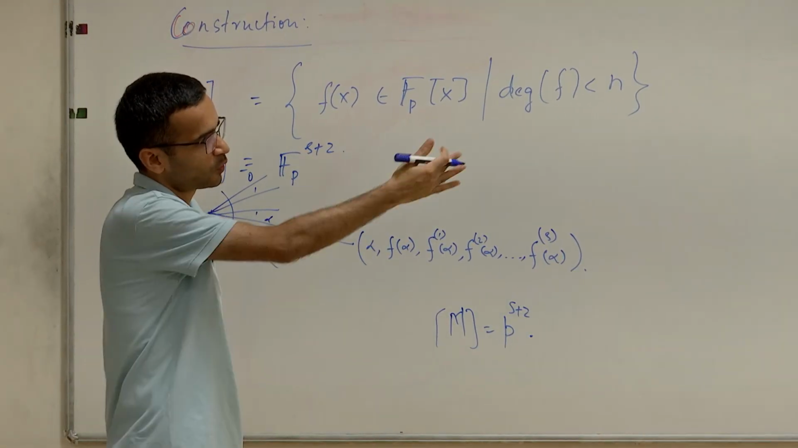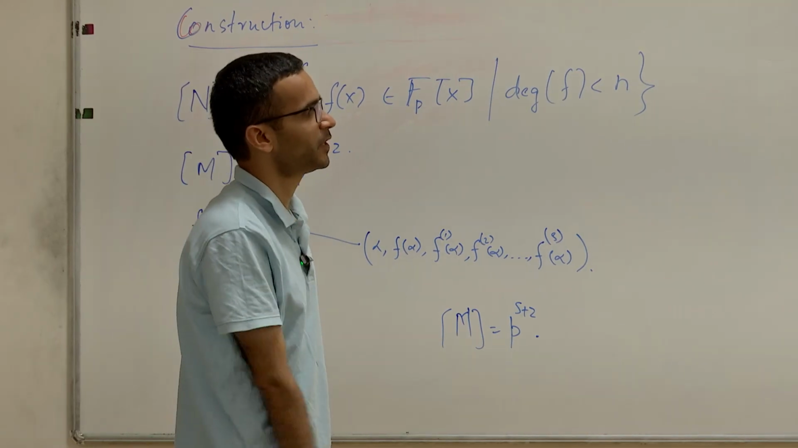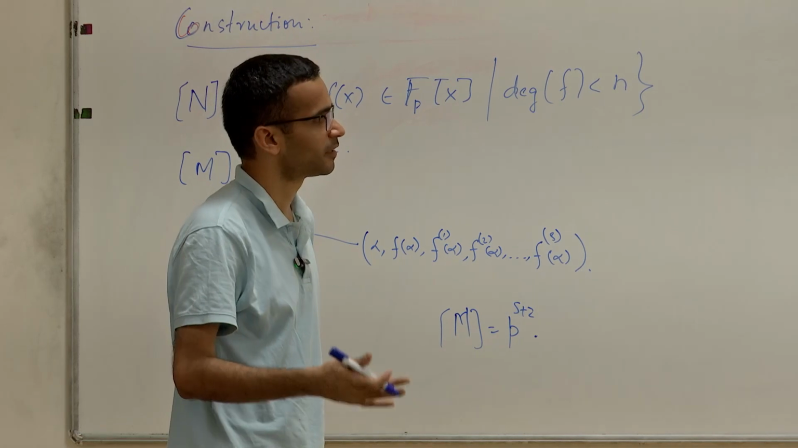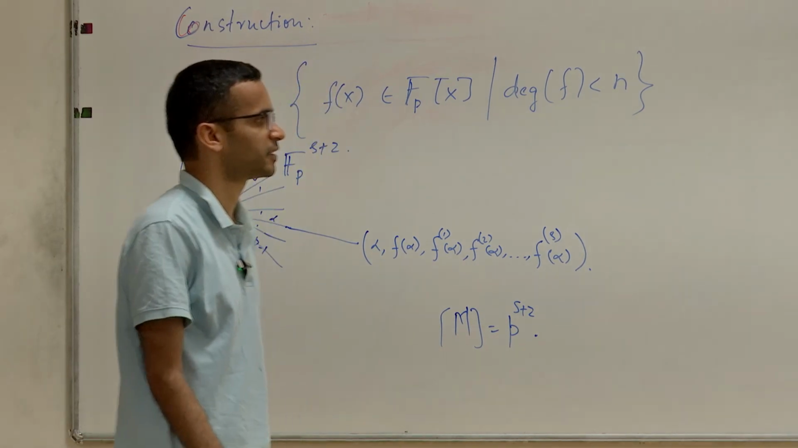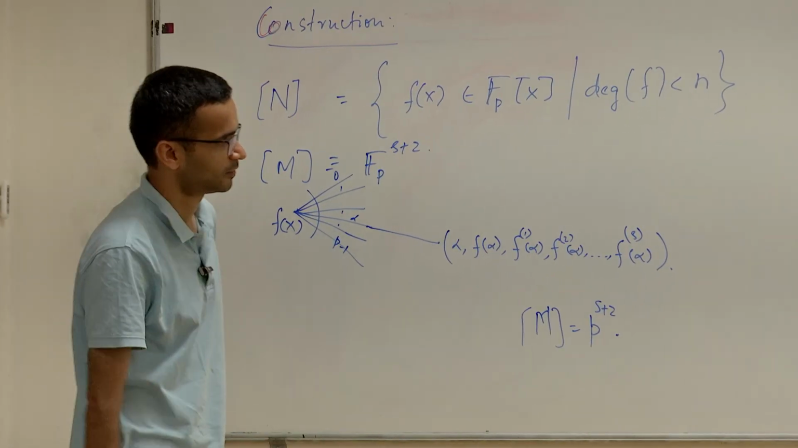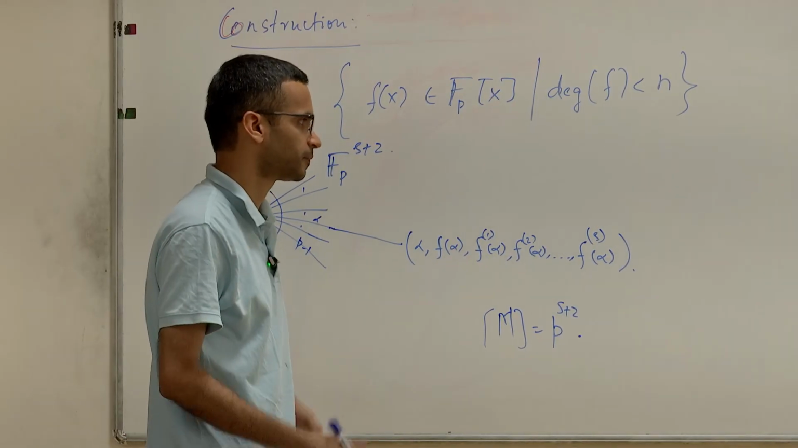Okay, so now we have to show something. We have to show that if we pick sets of size roughly p to the s plus 1 on the left, the number of their neighbors on the right is (1 minus epsilon) times p times the size of the set.